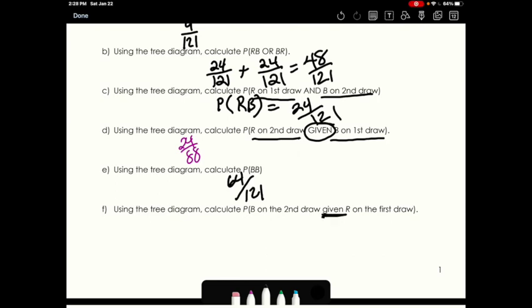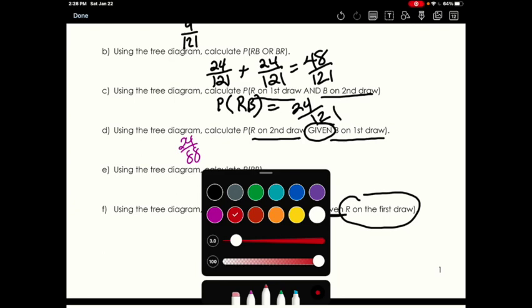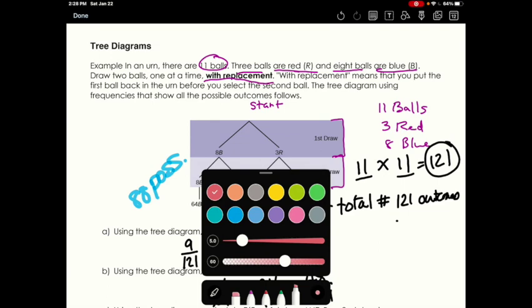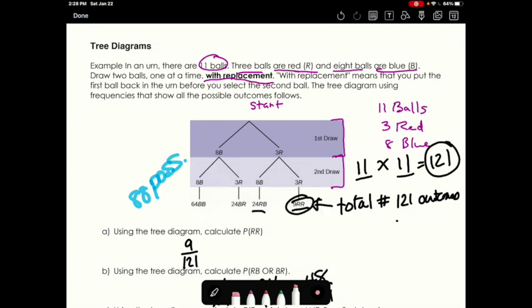Now part F does use that given terminology. So we're going to look at just this specific subgroup of getting an R on the first draw. So we're going to come up here. Let me erase my clutter. If we get a red on the first draw, that means we're looking at this option here.